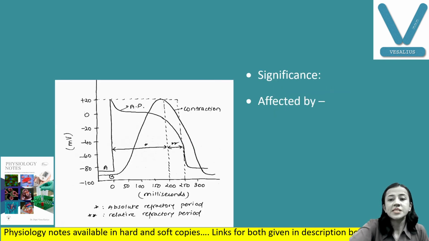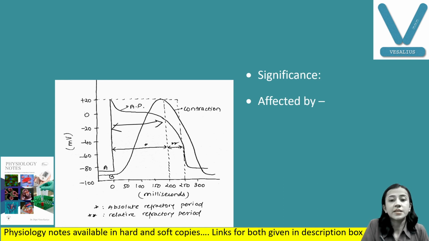Okay, what is the significance of long refractory period in cardiac muscle? Because the contractile process is more than half over during the absolute refractory period. During this absolute refractory period, the contractile process of the heart is completed. So there is no summation. Summation is not possible. So cardiac muscle cannot be tetanized. So this is protective and this is helpful for proper blood flow from the heart.